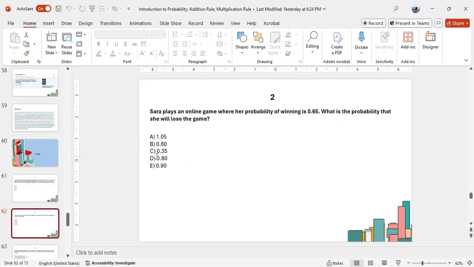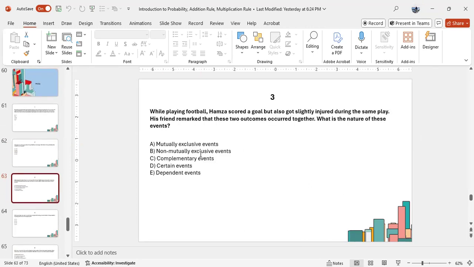The correct answer is Charlie, because the probability of winning is 0.65. Remember that probability rule number 4 states that the sum of probabilities of all possible outcomes in a sample space is always equal to 1. So the experiment was winning or losing a game. If the probability of winning is 0.65, the probability of losing must be 0.35 for the sum of both of these two events to be equal to 1. So Charlie would be the answer.